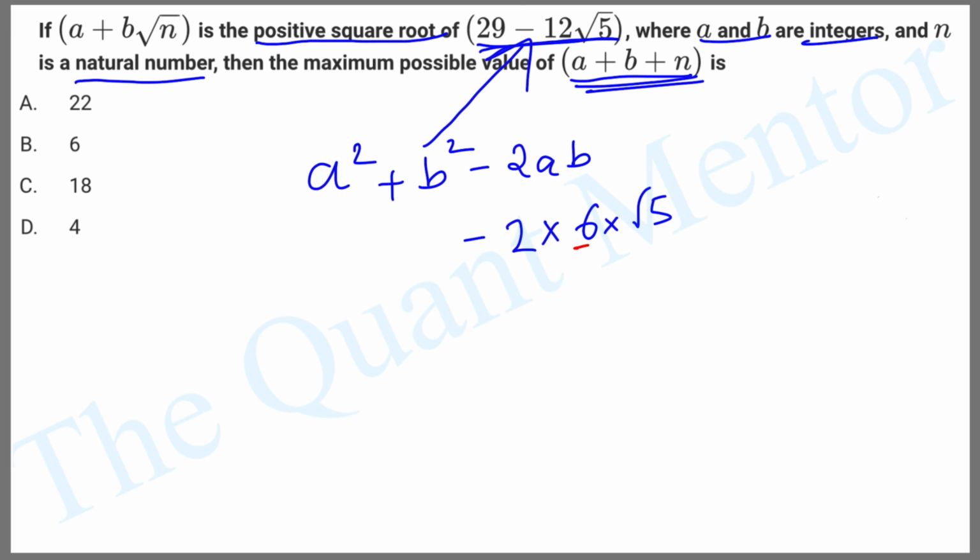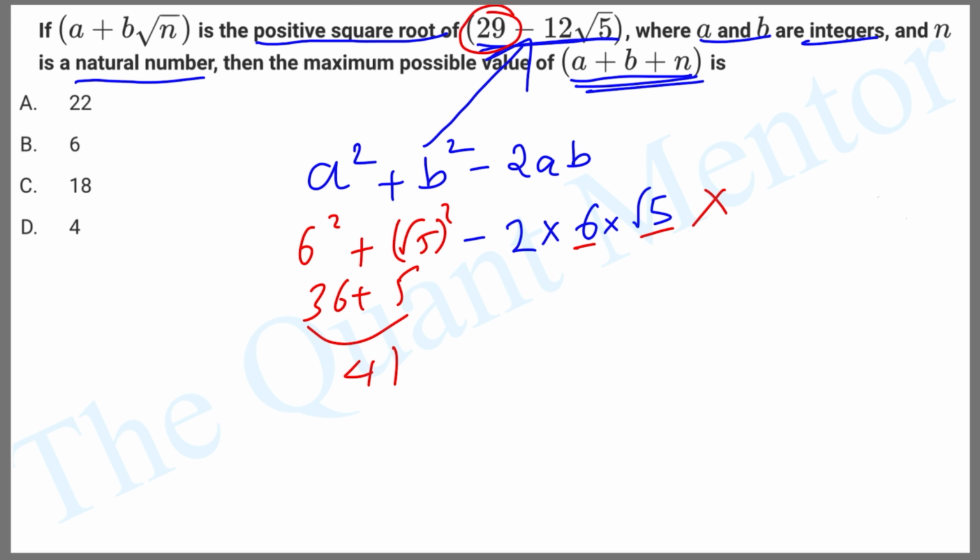And from this I need to predict the terms a and b. If I take a and b as 6 and root 5 respectively, a square will be 6 square and b square will be root 5 square. 6 square is 36 and root 5 square is 5. 36 and 5 would be 41. But I don't want a 41 here. I want a 29. That means this is not the correct way of splitting 2ab.